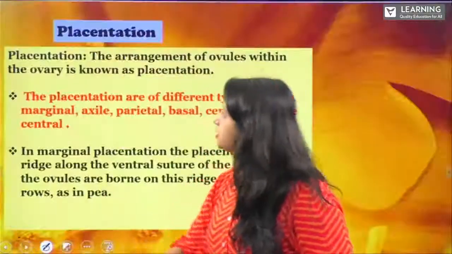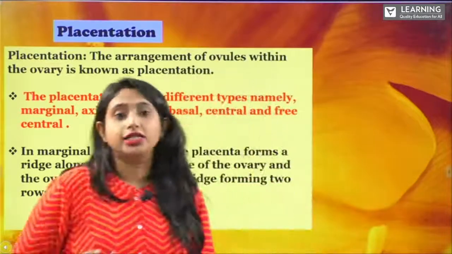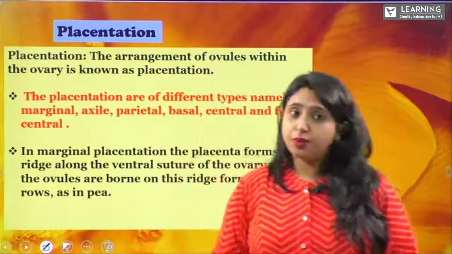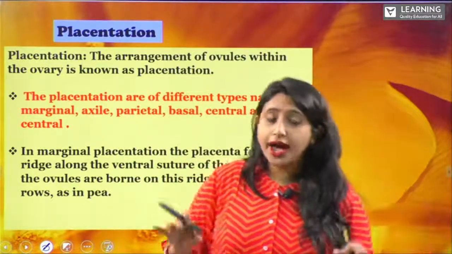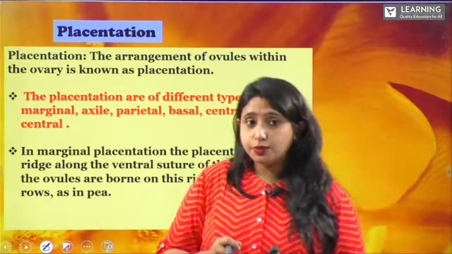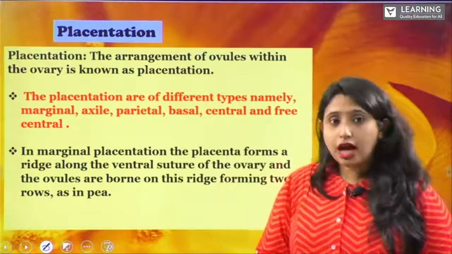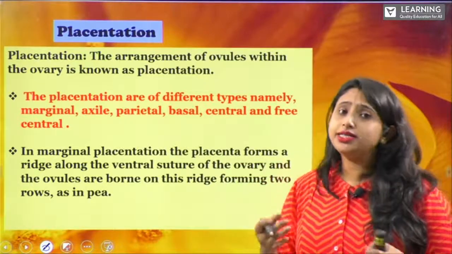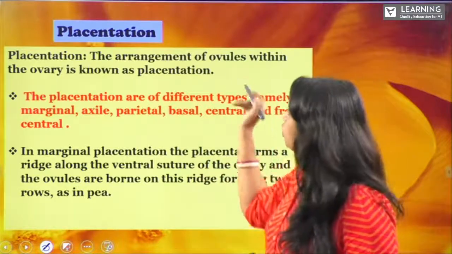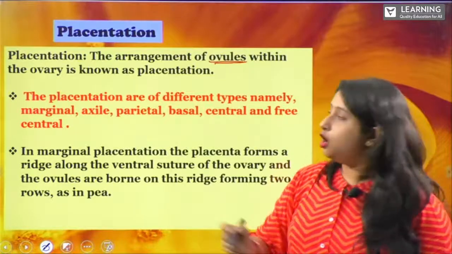Next, let us learn about placentation. As you have seen, the reproductive parts are the androecium and gynoecium, and we covered the different types of stamens and carpels. Now, what is placentation? Placentation is the arrangement of ovules within the ovary.